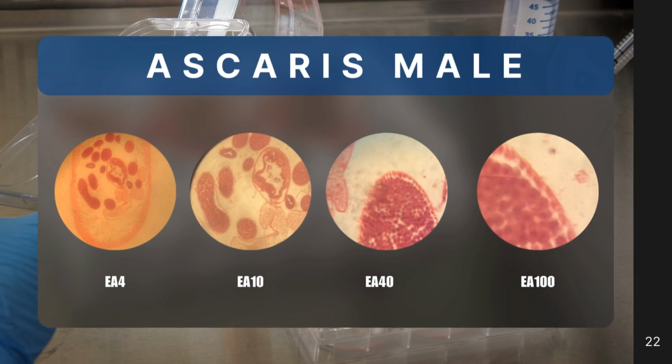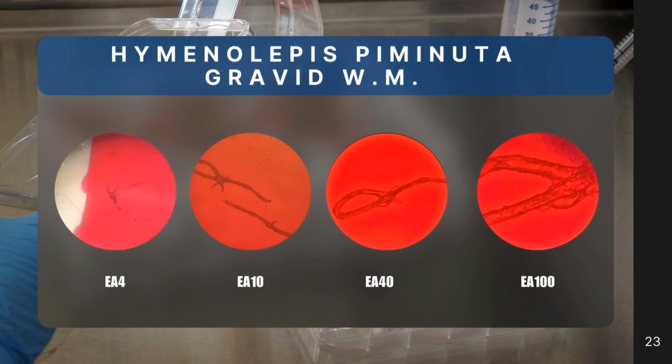The second to the last is Hymenolepis diminuta gravid, or what we call Hymenolepis nana, also known as the dwarf tapeworm, a species of tapeworm that can infect humans. The gravid stage refers to when the tapeworm is pregnant, meaning it is filled with eggs.